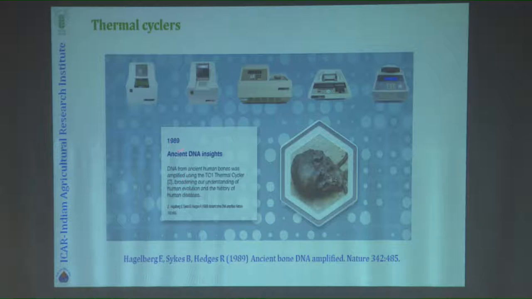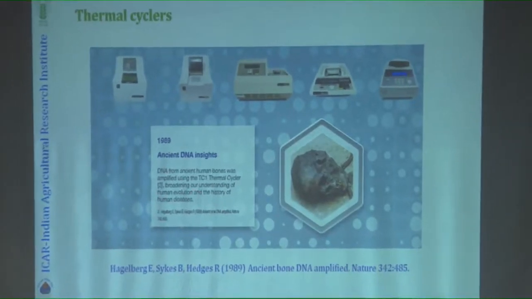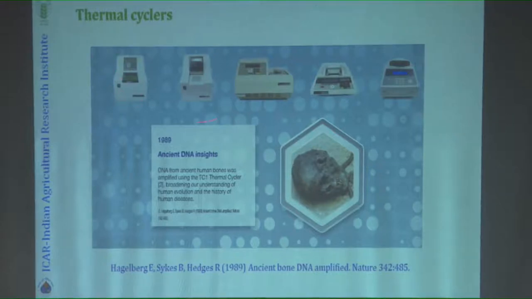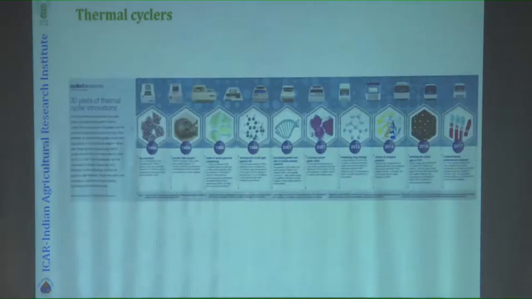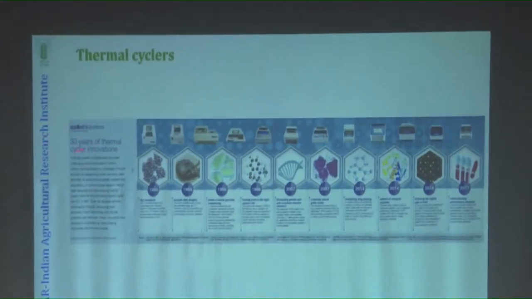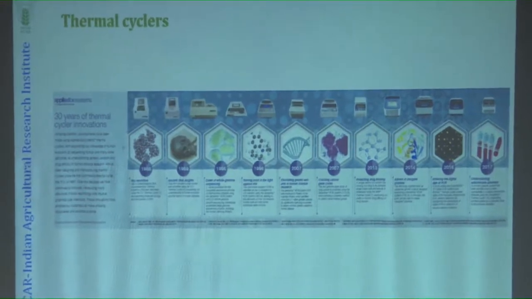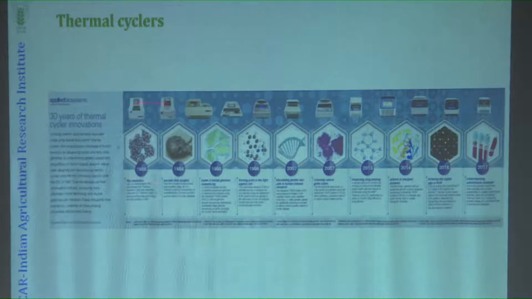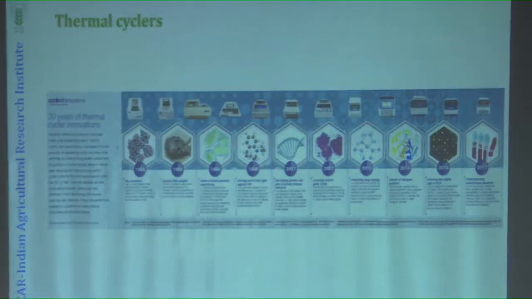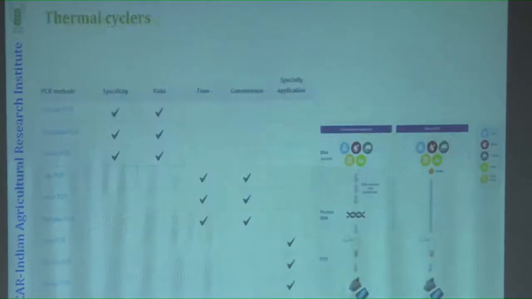In 1989, there is an important paper where they could even amplify DNA from ancient bone, using the Thermal Cycler 1 DNA, which was a very interesting machine. Then Perkin Elmer came out, and now we have so many other models in the market. In 2013, they came out with 30 years of thermal cycler innovation. If you go to Thermo Fisher, there are articles and blogs on PCR machines where they introduce the different kinds of innovations in PCR reactions and instruments, and how they are used for all our understanding.